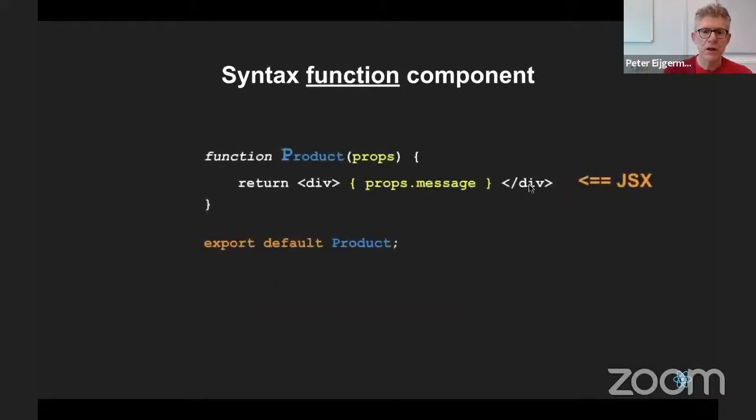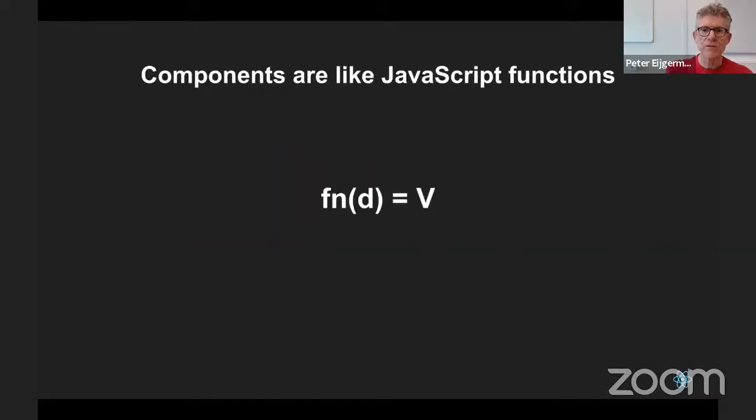Function components. I can define it a little bit the same way with the function keyword before it, for example, always with a capital letter, and you can receive properties inside of it to render something. This is also JSX style. We export, of course, the product, so you can import it in another component. Components are like JavaScript functions in React. It is nothing more than a function. Data comes in, and a view will be returned.